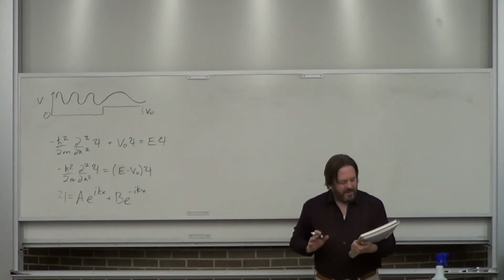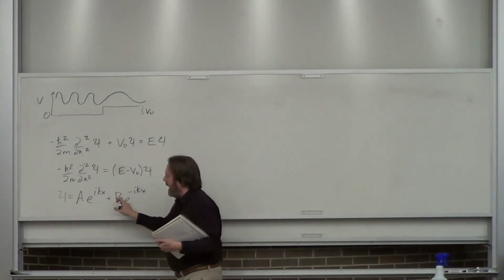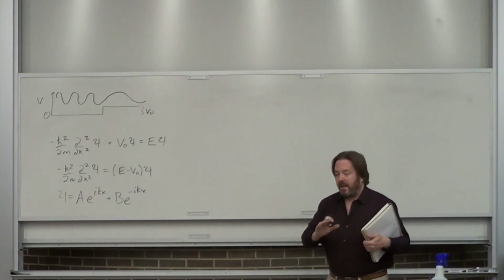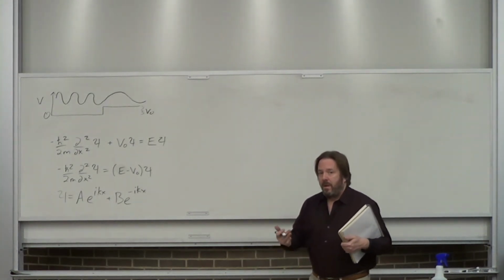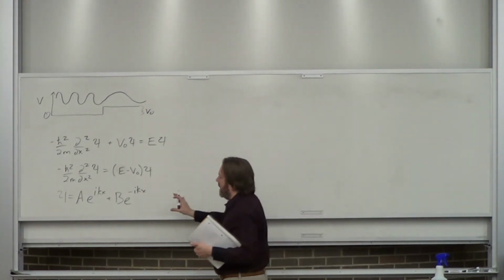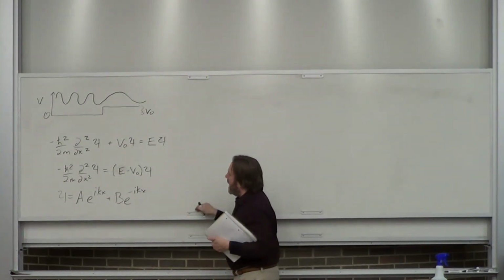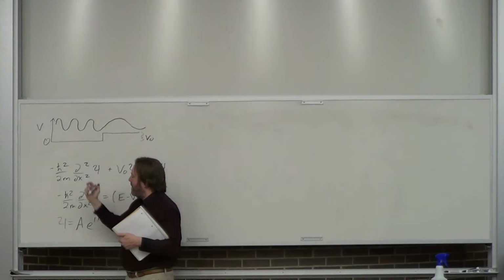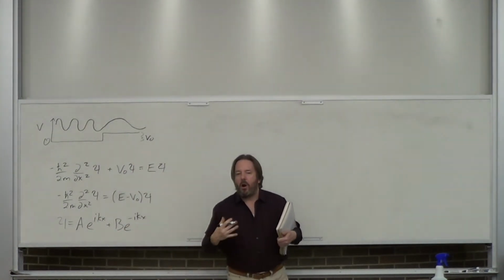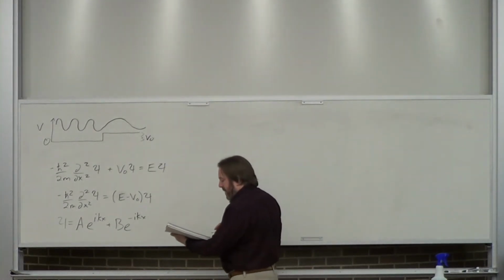Now, here's the thing. Because A and B are constants, they could be different things. One could be 1, one could be 0, yada, yada, yada. It depends on the nature of the problem. So remember I said that this is the general solution. So the more that we build complexity into the potential surface, you might have to start trying to think about, well, what exactly are A and B? In fact, you have to do that with every problem. So let's go ahead and do that.